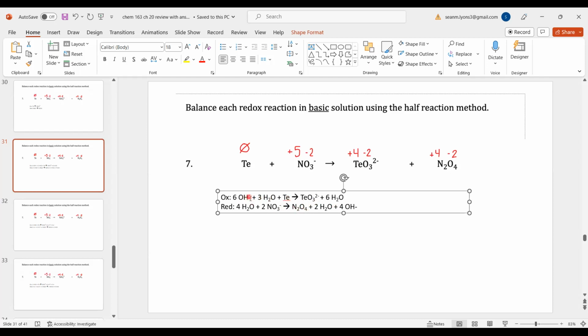But if we look at the charges, we've got a -6 here, and then just a -2 here. So we're going to need +4 electrons just to balance those charges, get -6 on each side. And then with the reduction one, we've got -2 here, but we've got a -4 here. So we're going to need 2 more electrons on this side.